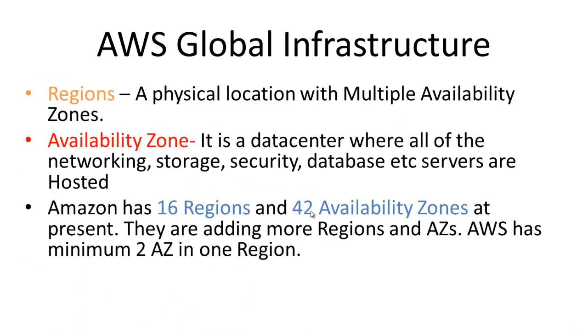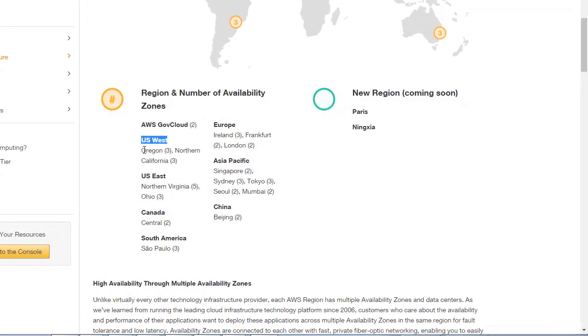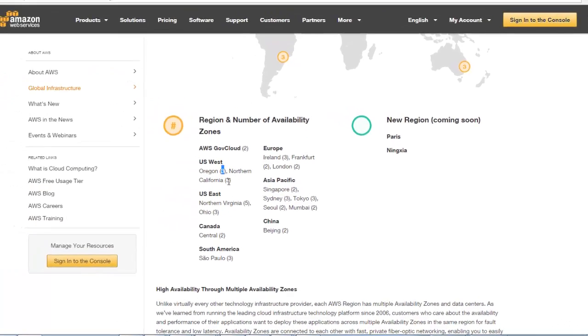All right, and a total of 42 availability zones till now, and they are saying that they will add more in 2017 or probably in the beginning of 2018. So they are expanding their cloud like anything. So you see US West, they have two regions: Oregon and Northern California. This is the first one, this is the second one in US West, and in each they have three availability zones.